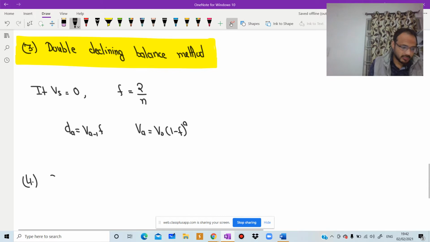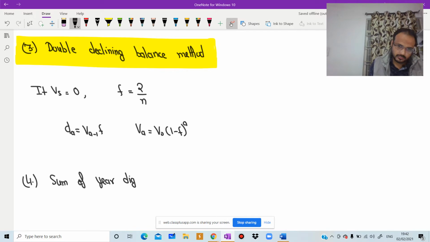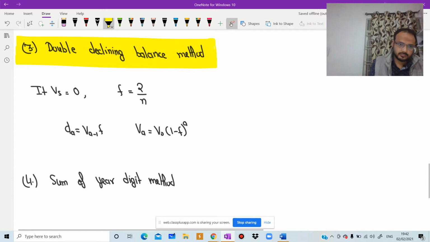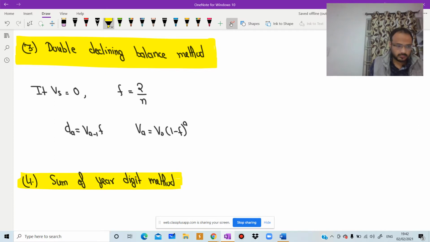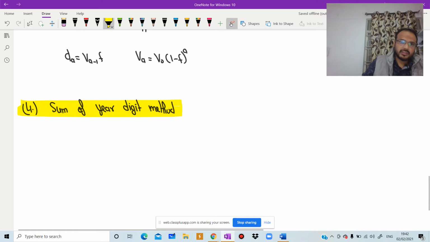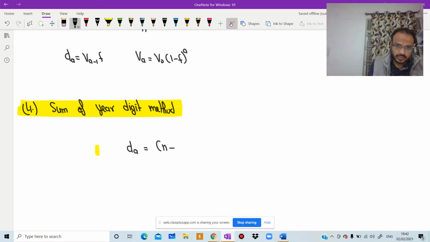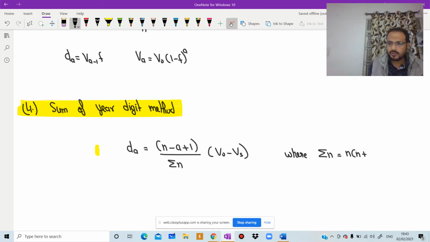Fourth one is the sum of year digit method. Here we have Da is equal to (n minus a plus 1) divided by the summation of n, into (V naught minus Vs), where the summation of n is equal to n into (n plus 1) by 2.